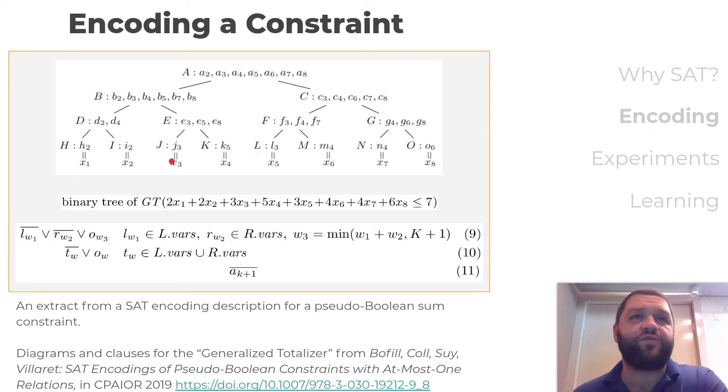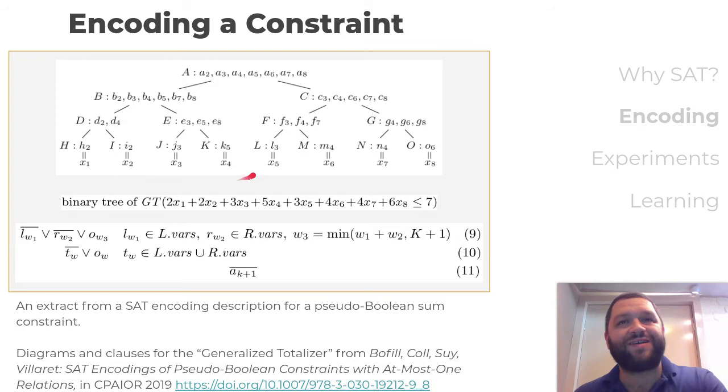As we go up the tree then, each SAT variable at every node represents a sum that could have been reached. So for example, if D4 is set to true, it means we have reached a sum of 4, which in other words means that x1 and x2 must have been set to true.